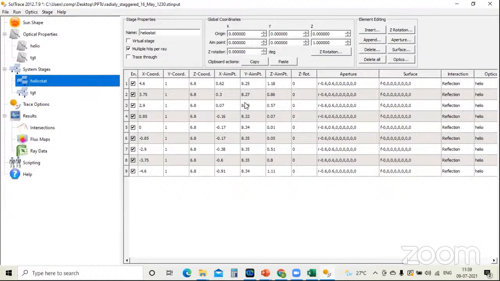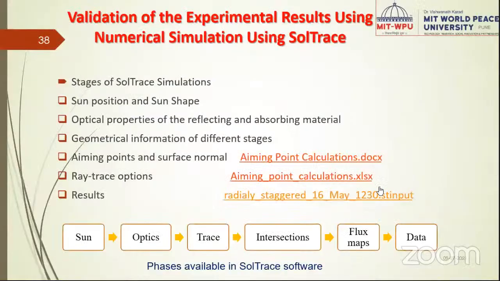That is, the heliostat is focusing the reflected radiation onto the receiver. So where is the position of the receiver? Based on the position of the receiver, we will be finding out the aim points, and these aim points we have to put in this table. To get these aim points, we have made an Excel sheet. I'll just show you the Excel sheet.